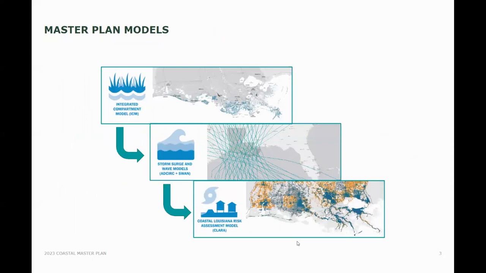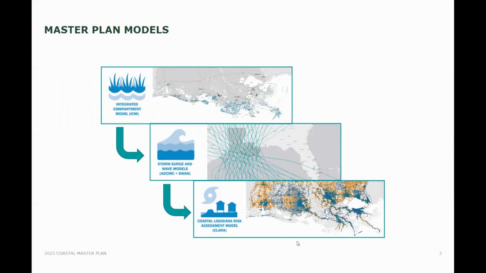Within the coastal master plan, we use a number of predictive models in order to look at different aspects of the coastal environment through our integrated compartment model, looking at hydrology, looking at vegetation, a lot of different aspects there.